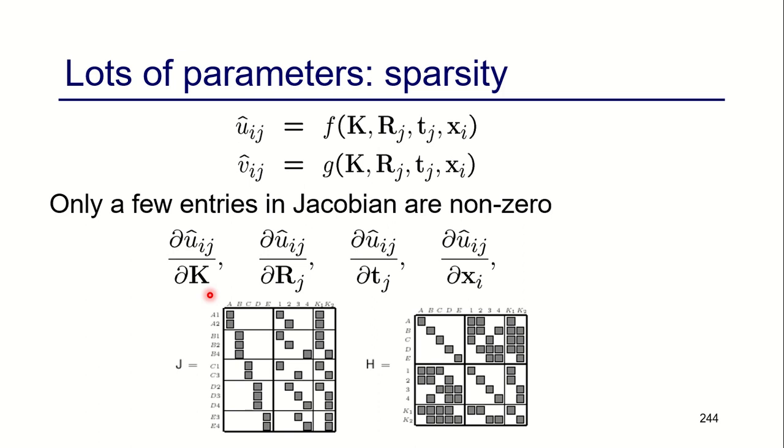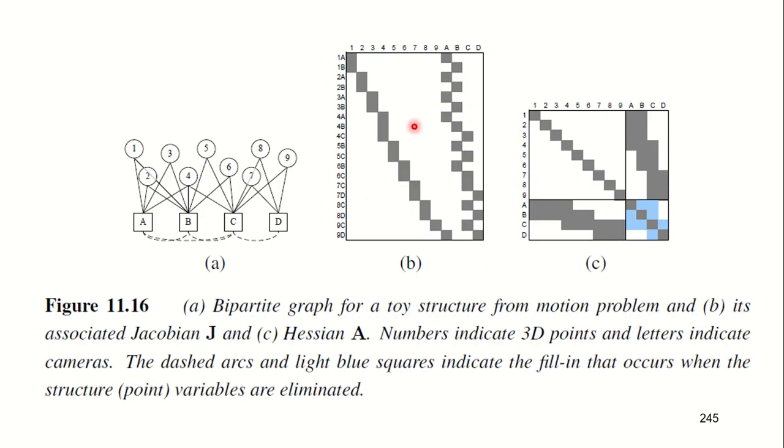Here it is mentioned with the corresponding values, and the same picture when you compare for this toy structure, the numbers indicate the 3D points, that is 1, 2, 3, 4, etc., and the letters indicate the camera positions. A, B, C, D are four different cameras at nine different positions. The dashed arcs and light blue squares indicate the fill-in that occurs when the structure variables are eliminated. When you eliminate, these blue entries are denoted by the camera: camera A for position 1, camera A for position 2, similarly camera B, C, D, etc.